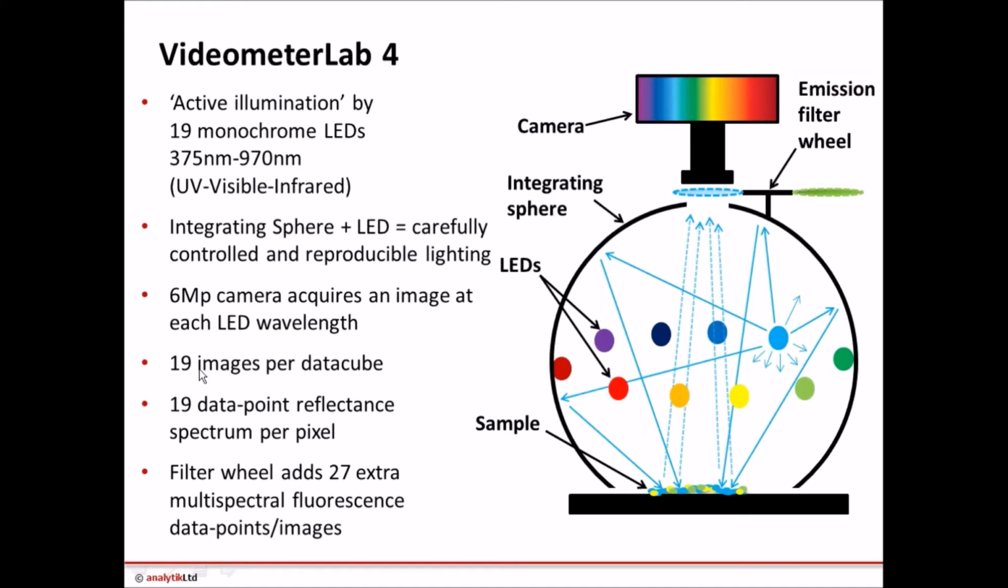For each LED, you have 19 images per data cube, or if you like, 19 data points per pixel. The filter wheel, I'll quickly mention, is an optional extra, but that would allow you to look at multispectral fluorescence. So we cut out the reflected light and only allow through fluorescent light above the wavelength of the LED. And so that could add, in effect, up to 27 extra multispectral fluorescence images. 27 plus 19, you can have a 46 band or 46 image data cube from this setup.